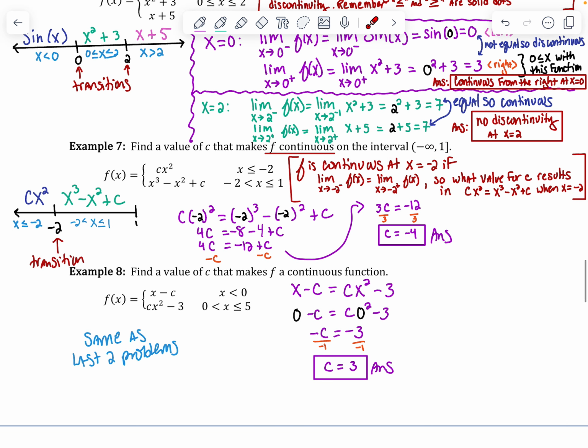The next problem is just a little bit harder version of that same thing. I'm asked for f continuous. I know I'm setting the x minus c equal to the cx squared minus 3. Because the transition value is 0, I'm plugging 0 in wherever x was. And what I'm left with is something easy to solve.